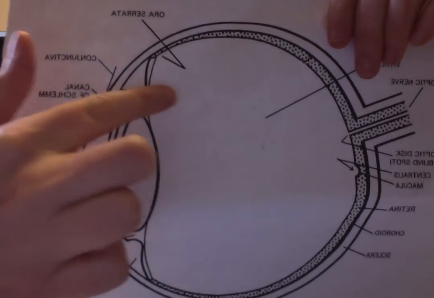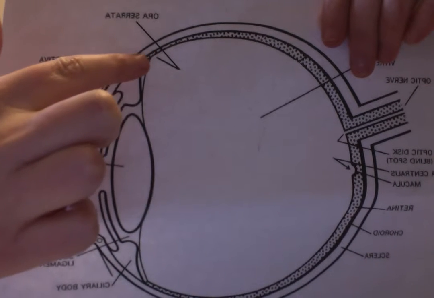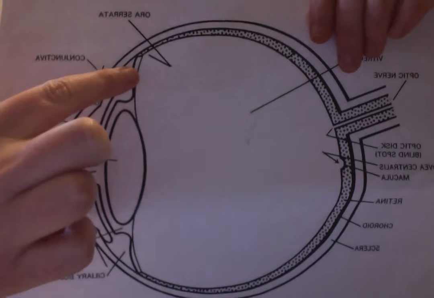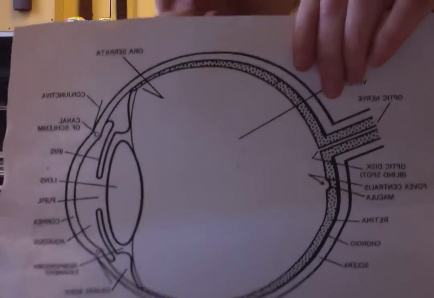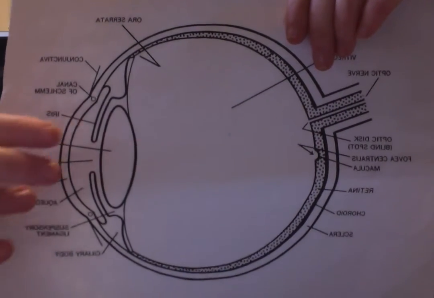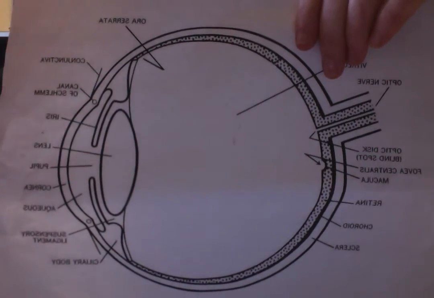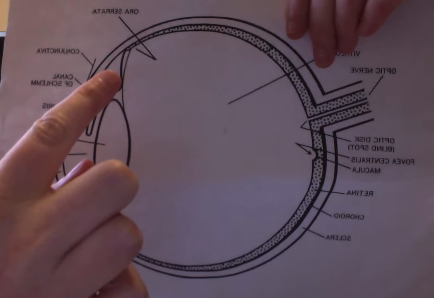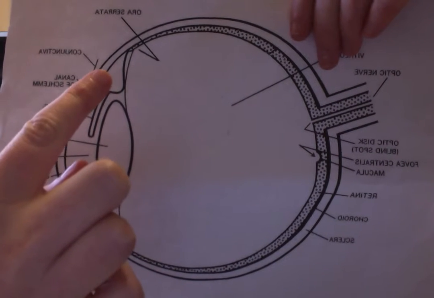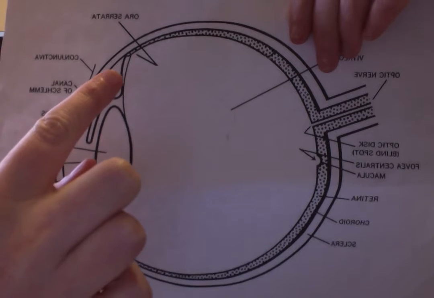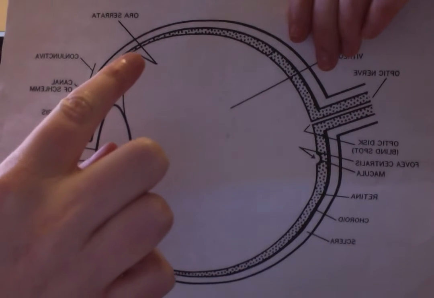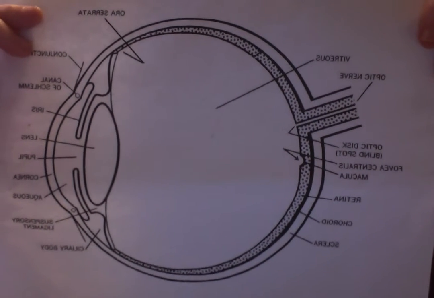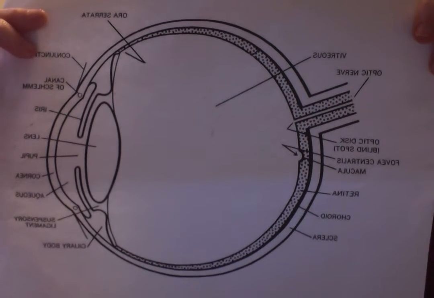All right, and now let's see. All right, we got this area right here, and this is called the ora serrata. And it's the area in the inner eye here, where the retina ends and the choroid layer of the eye can be seen. So it's this area right here. Okay, so I think that's it. I think I covered everything.